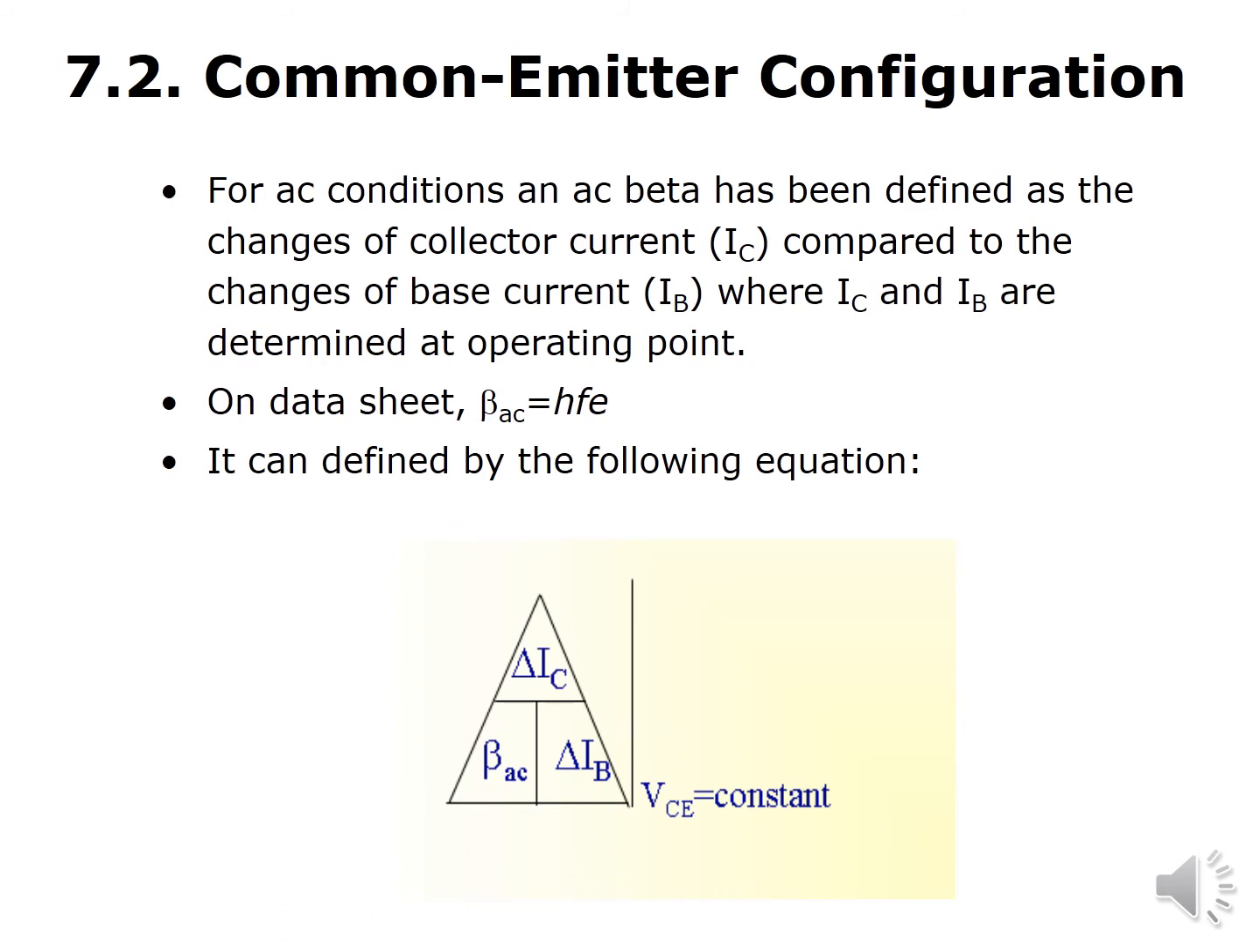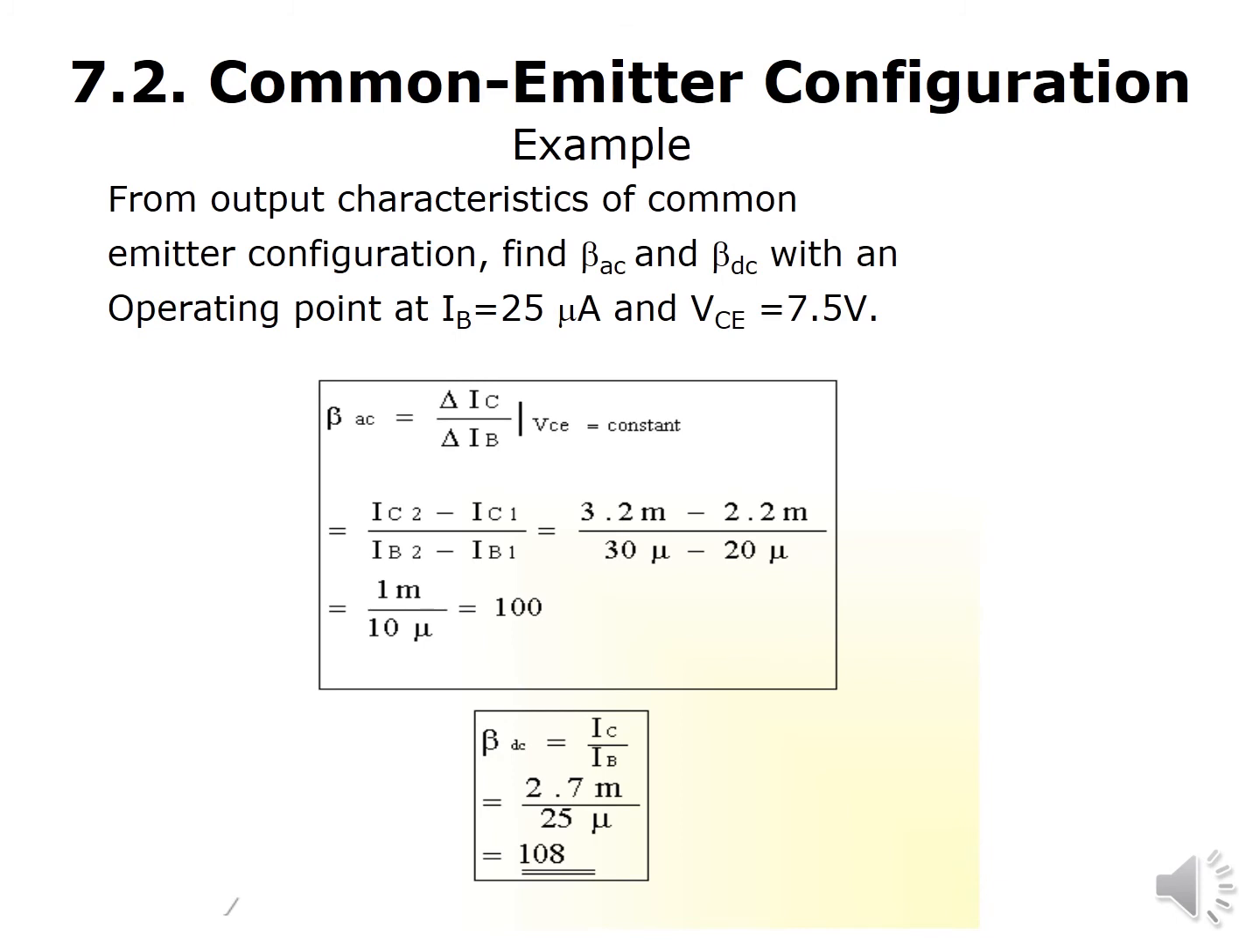For AC conditions, AC beta is defined as the change in collector current compared to the change in base current. In the data sheet, you might find the hFE also being referred to as our beta. In our case, we are dealing with the DC circuit. So we are saying you should be able to calculate your beta if you are given the currents. From our common emitter configuration, find beta AC and beta DC. In our case, we don't care about AC or DC because we know we are dealing with DC.